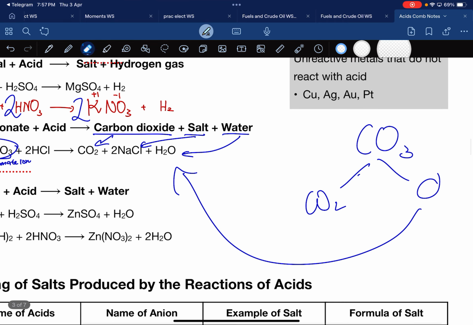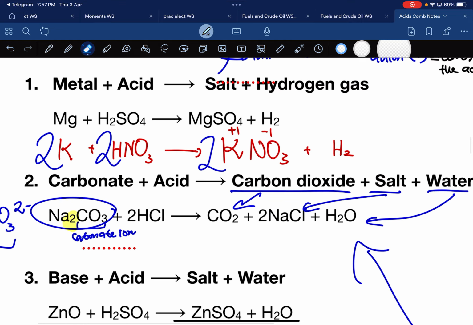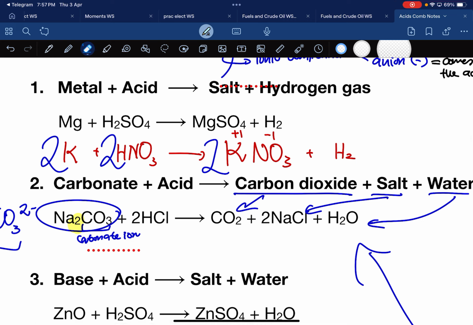But the salt itself is nothing. For the salt, I just rely on who I came from, cation and anion. The identity of the salt depends on who you are reacting. In this case, because I'm using hydrochloric acid, I have my Cl minus and my sodium. Because my carbonate broke already, your hydrogen is inside your water, so you don't have to worry about it either.